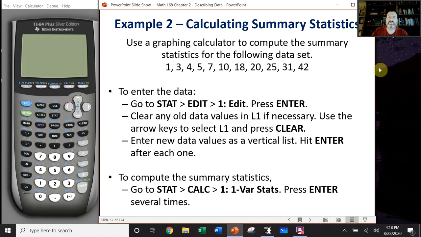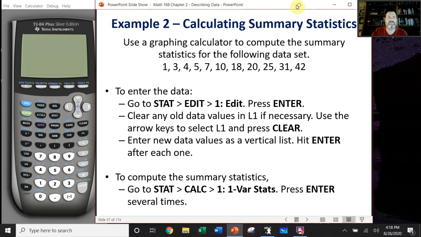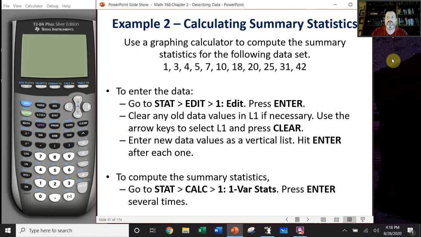So now what we're going to do is something a little bit different than what we've done in the past, and we're going to just compute a whole bunch of stuff on the calculator.